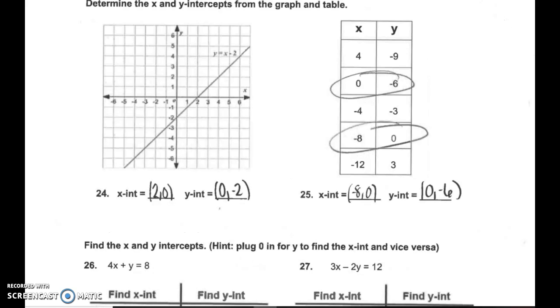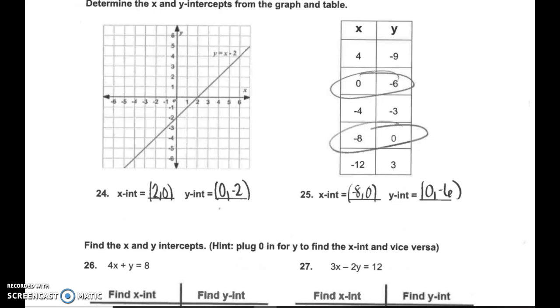Okay, so our next section is about x and y intercepts. Remember to find x and y intercepts using a graph. You're just looking for the point at which it crosses the x and y axis, and then try to remember to write those as ordered pairs. So the x-intercept is right here at (2, 0). The y-intercept is at (0, -2).